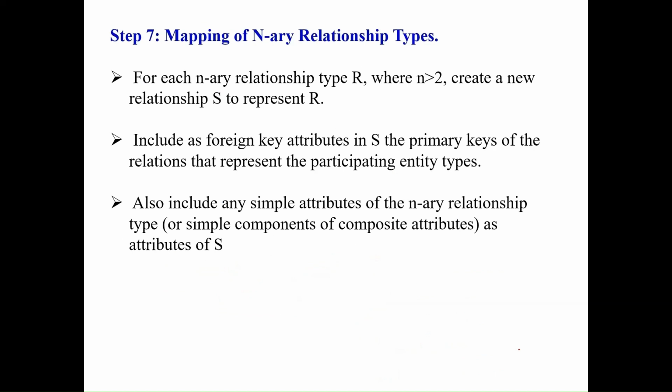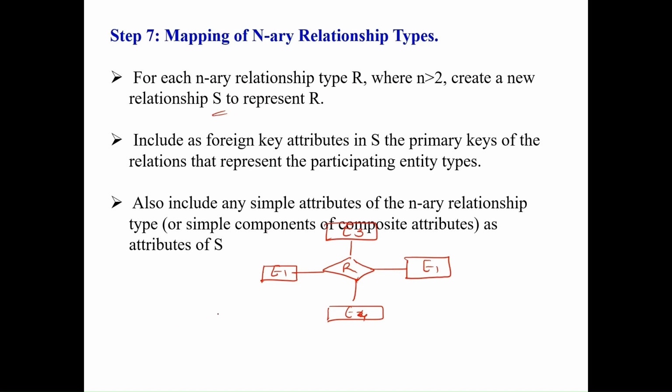The next is mapping of n-ary relationship types. For each n-ary relationship type R where n is greater than 2, meaning more than two entities are involved in the relationship: till now we have studied only two entities involved in a relationship, but there may be a number of entities involved, ternary or many more. So in that case, for each n-ary relationship type R where n is greater than 2, create a new relation S to represent R.